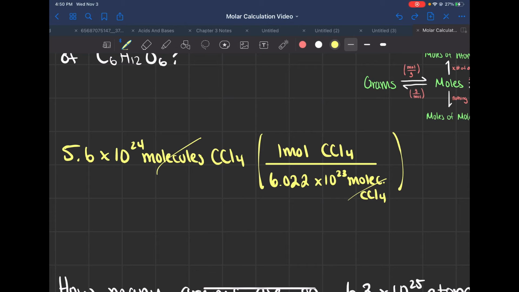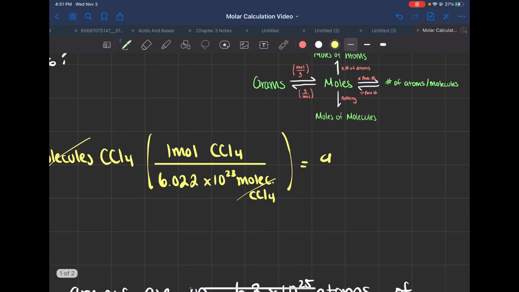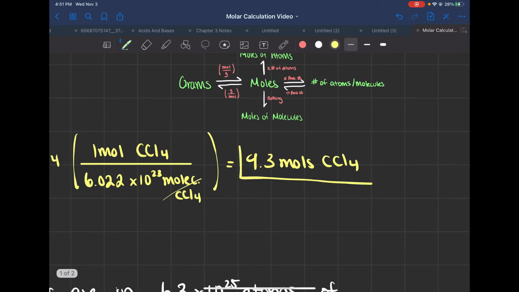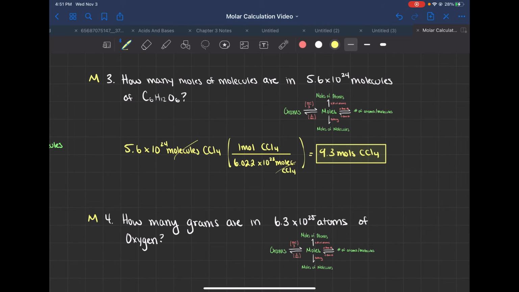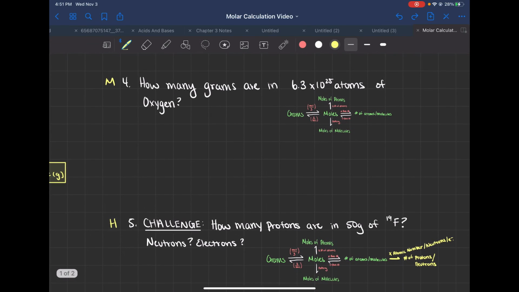So 5.6 EE 24, then divide that by 6.022 EE 23, and we should get 9.299 or 9.3 moles of CCl4. That's it. We're done. All right, not too bad. We didn't need to use grams at all because we didn't even come over here. But that's going to change soon.